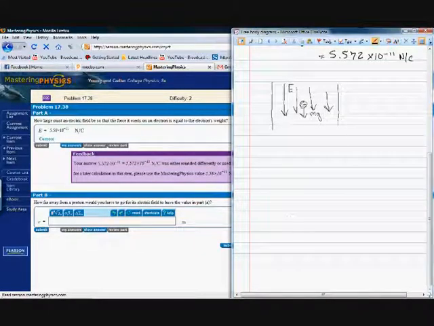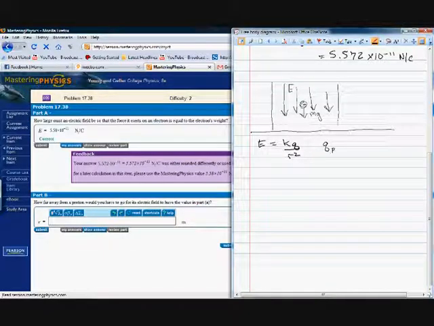How far away from a proton would you have to go for its electric field to have the value in part A? Basically what it's asking is, at what distance from a proton does the electric field have the value of 5.58 times 10 to the negative 11th? The charge on a proton is the same as the charge on the electron, it's just positive, where an electron is negative 1.602 times 10 to the negative 19th.